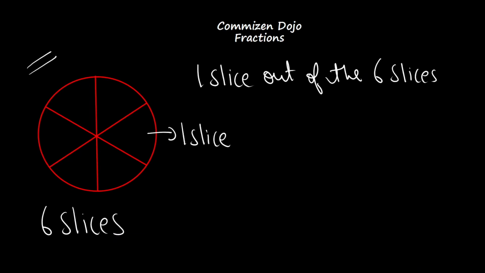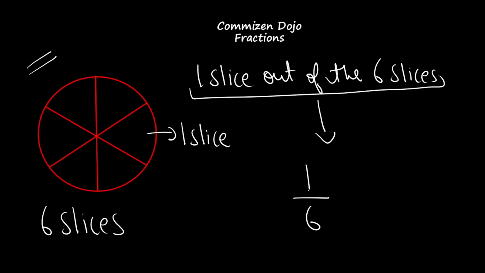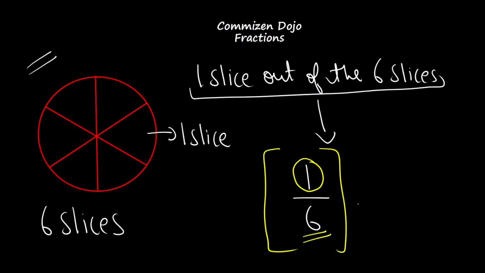Now another way of representing the statement is by writing it like this. 1 upon 6, where you had a total of 6 slices of pizza and you took one slice out of those 6 slices. And ladies and gentlemen, this 1 upon 6 right over here is called a fraction.